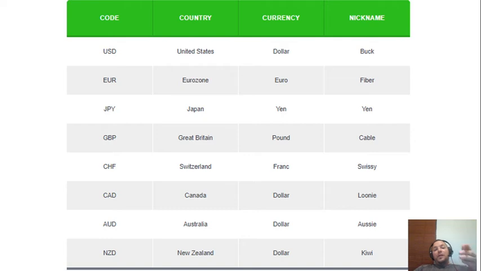So you have the first row code, second row is your country, third currency, and the fourth is what the guys give it as a nickname. I don't particularly use any nicknames, but we'll just quickly have a run through it. So as you can see there, USD, it's the country, United States, and the currency, the dollar. The EUR is the Eurozone, and its currency name is the euro. JPY is Japan, and it's the yen.